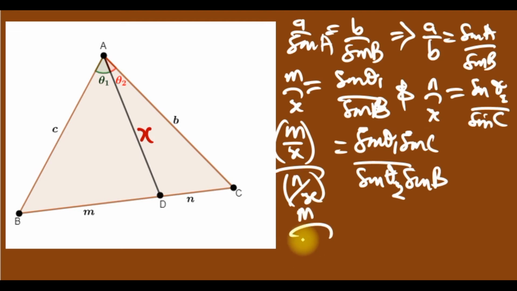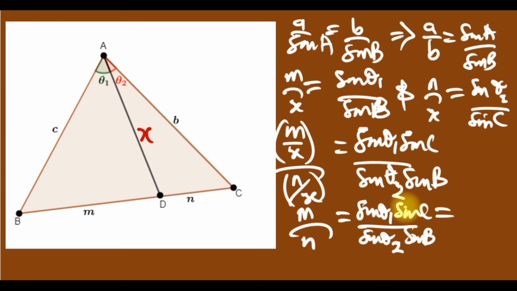m over n is equal to sine theta 1 sine c over sine theta 2 sine b. And we know that sine c over sine b is c over b, small letter c over b. So we have c sine theta 1 over b sine theta 2. So this is a very important formula that will help us to prove the angle bisector theorem.